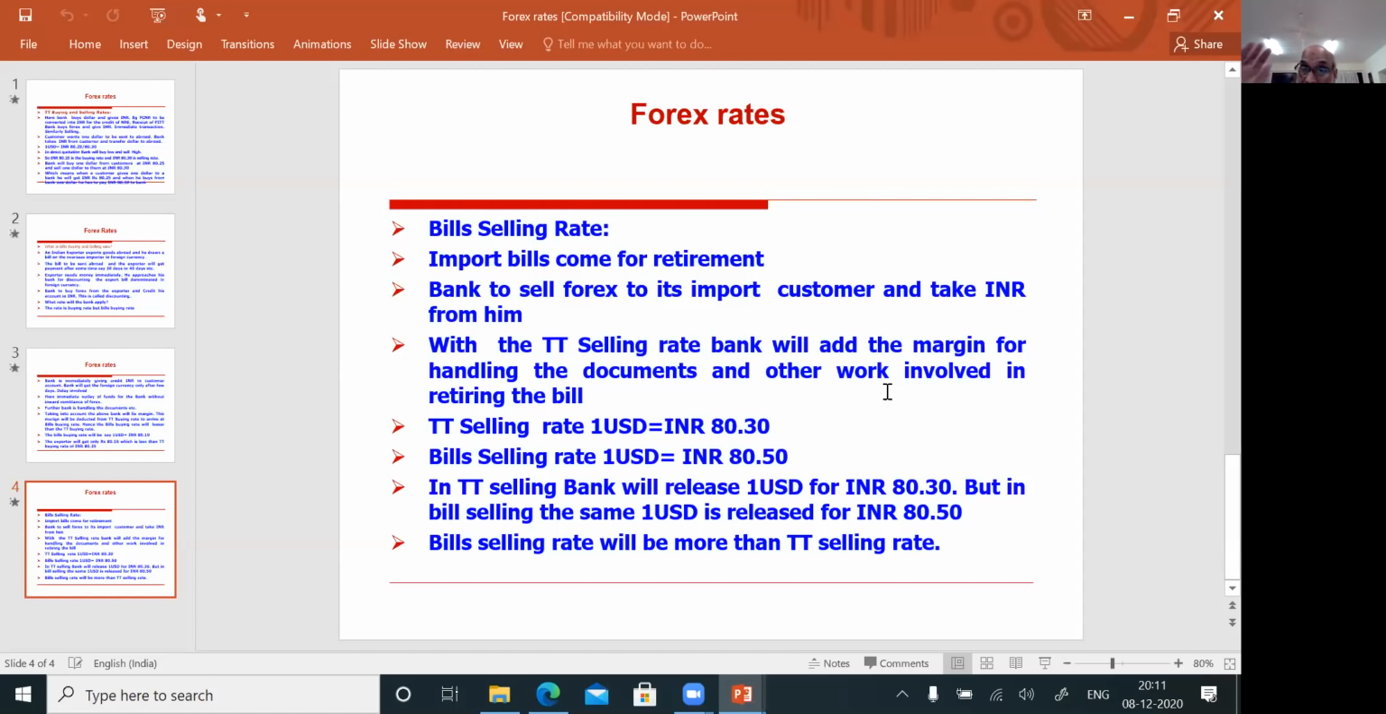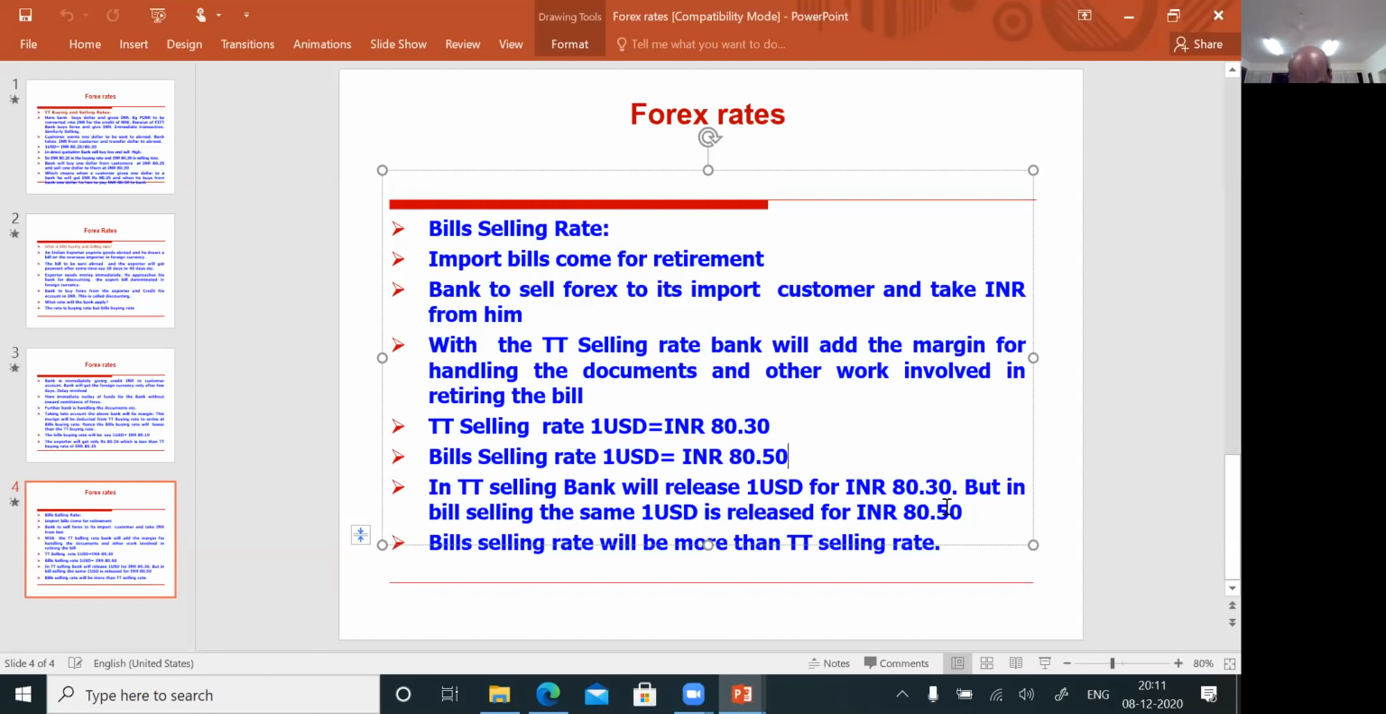That is, earlier, to get $1 at the TT selling rate, the customer's account will be debited to the extent of 80.30. Now if the margin is 0.20, the bill selling rate will be 80.50. That is, the bank will debit your account for $1 to the extent of 80.50. So in TT selling, the bank will release the US dollar at 80.30, but in bill selling, for the same US dollar, the bank will debit the customer's account 80.50.